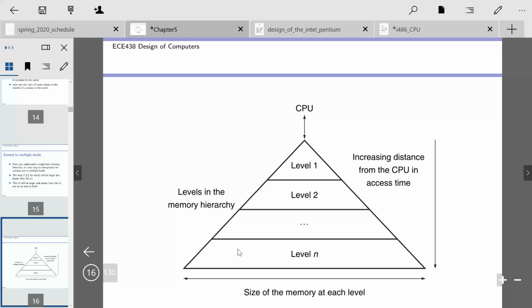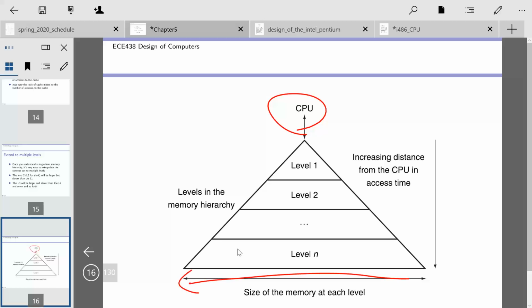Okay, and this cutesy little diagram kind of shows how the size and speed of the caches change as you move down in this hierarchy. So as you move away from the processor, which is up here, the caches get larger, which is what we see here, and they get slower as we move down here. As you recall, larger memory equals longer access time. Okay, there's just no way of getting around that.